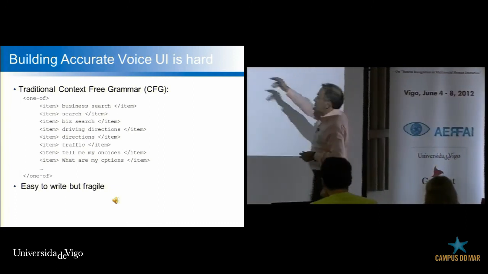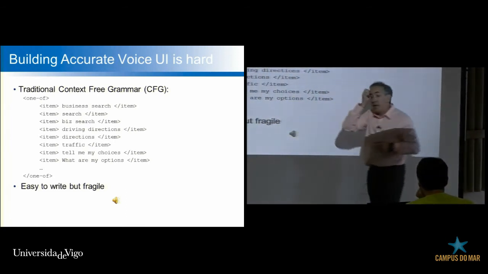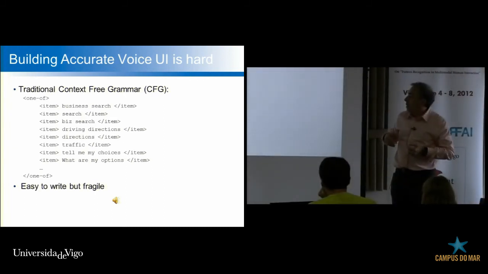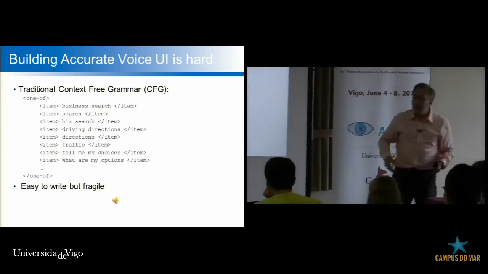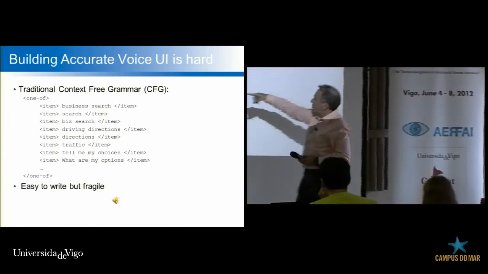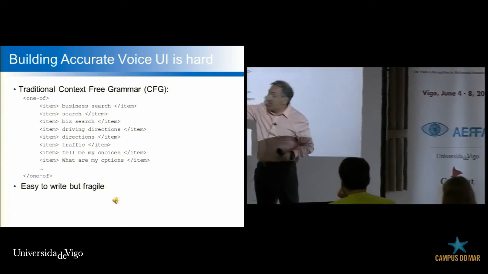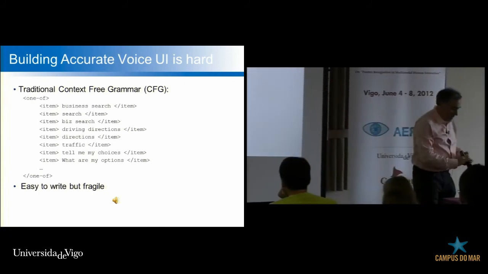One of the things that you could do is have a menu tree. And you could build a context-free grammar, just a very simple thing. They're easy to write, but they're fragile. Here is an example showing that if you build context-free grammars like this, it will work for a user that knows exactly what they can say. But if they don't know exactly what they can say, it falls apart. This is an example.